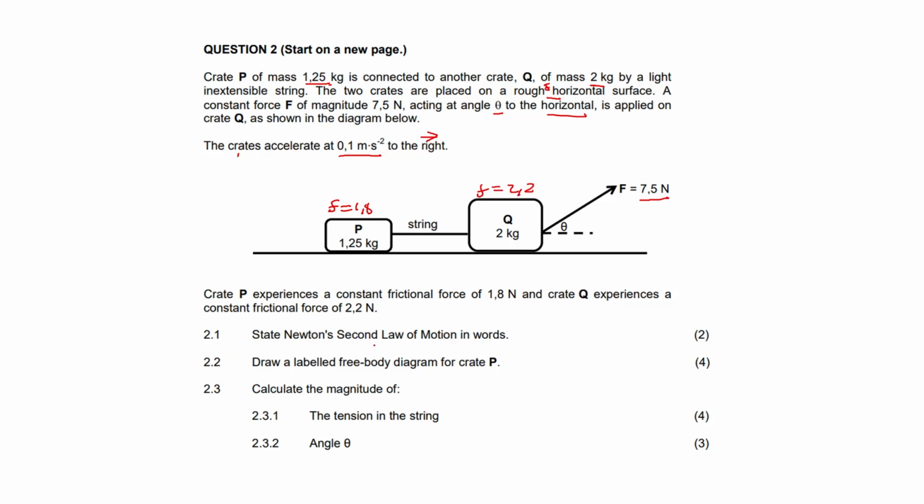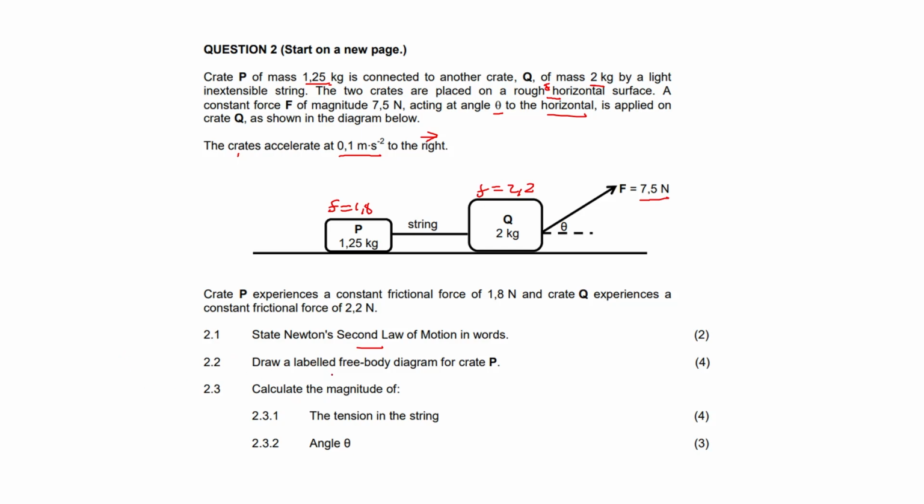2.1. State Newton's second law of motion in words. If you've been watching my videos, we can say this in unison, right? So Newton's second law of motion states that when a net force acts on an object, the object will accelerate in the direction of the net force. The acceleration is directly proportional to the net force and inversely proportional to the mass of the object.